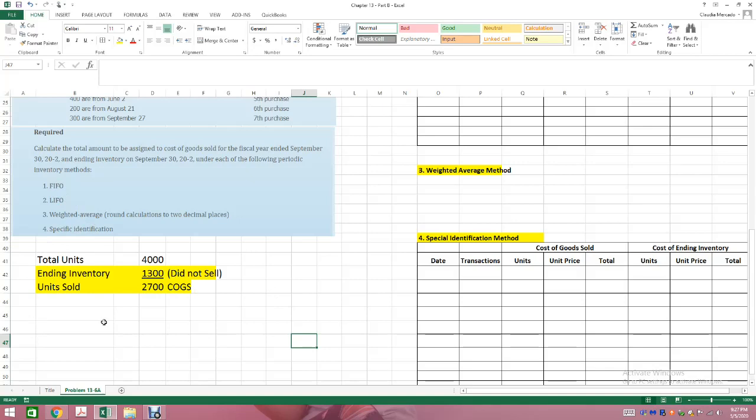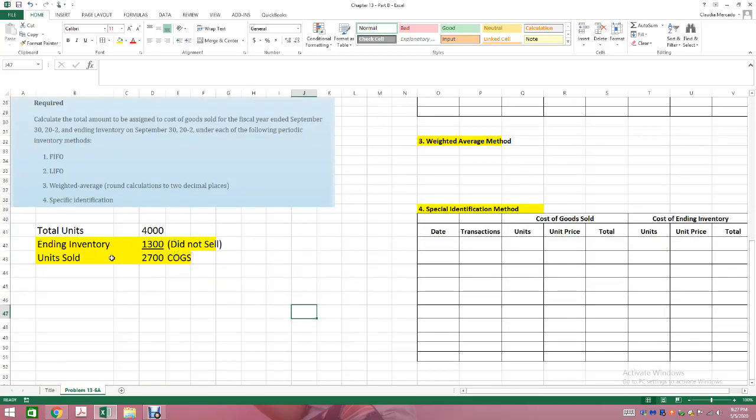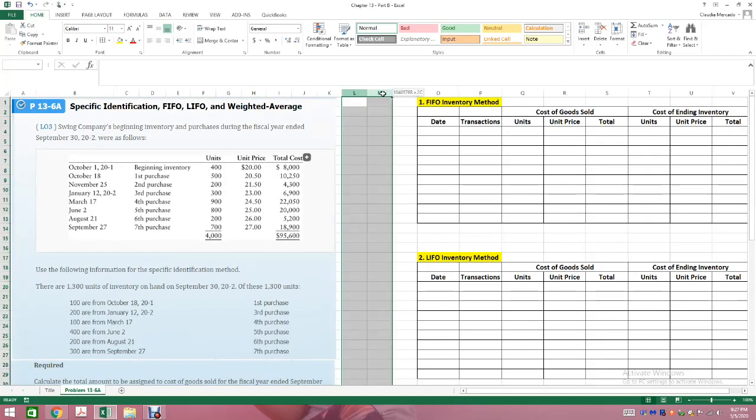This is the starting point. You need to know what your ending inventory is, 1,300, and that is given to you in the problem. With that, you can calculate the number of units that is your cost of goods sold. These are the units that you actually sold during the year.